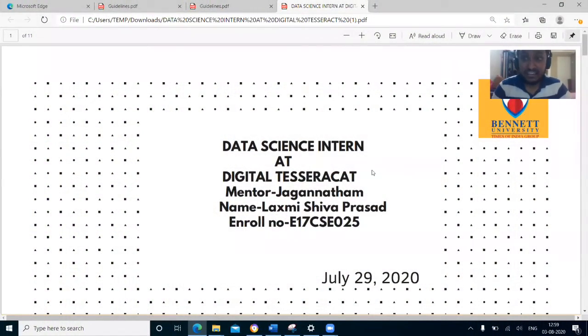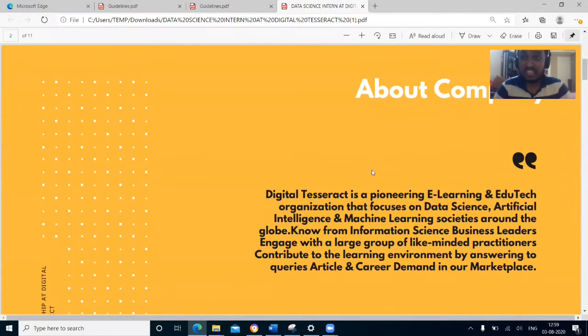Data science internship, Digital Tesseract. So, about my company: Digital Tesseract is a pioneering e-learning edutech organization that focuses on data science, artificial intelligence, deep learning, and computer vision domains. This company effectively releases articles and blogs on problems found on the internet, such as problems faced by students and researchers, and creates solutions for them. The company also keeps increasing its productivity in providing courses to students. It's a great part of working in this company as a data science content writer.